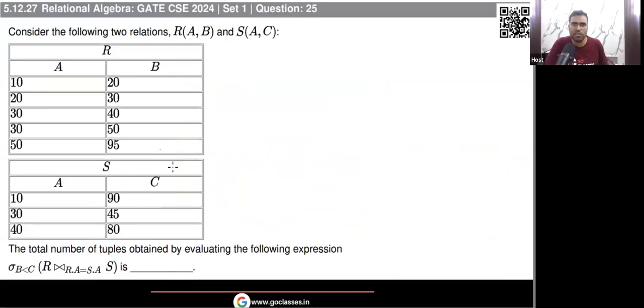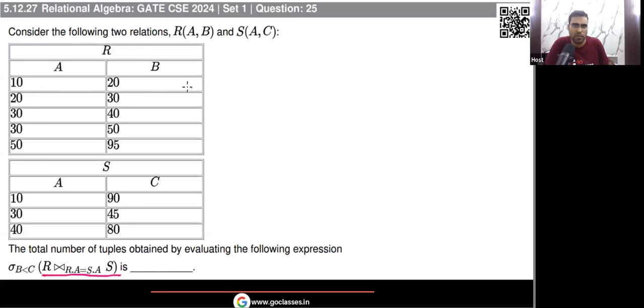Now let me tell you one thing. In the GATE exam, you don't even have to draw the table. You don't even have to write the table. You can solve this question without taking copy and pen. What you can do is just look at the tables r comma s. We are doing the join here, and we are checking the equality of attribute a, right? So we are joining table r and table s, and we are checking the equality of attribute a.